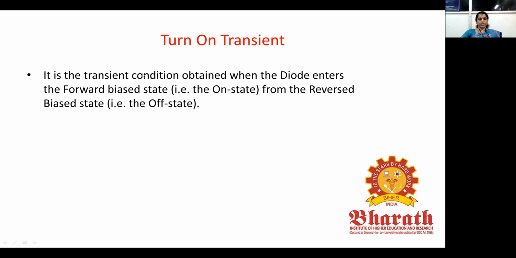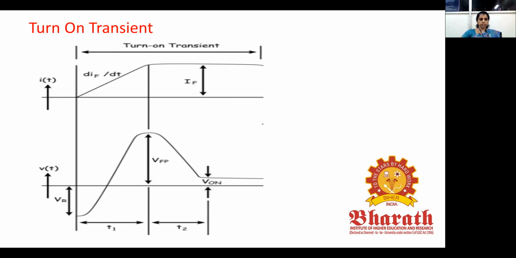So turn on transient is nothing but it is a transient condition obtained when the diode enters the forward biased state from the reverse biased state. That is, from off condition to on condition. So we can see the graph. The turn on part alone is being shown here. We have the turn on transient regions here. We have split it into two segments. One is T1, other one is T2.